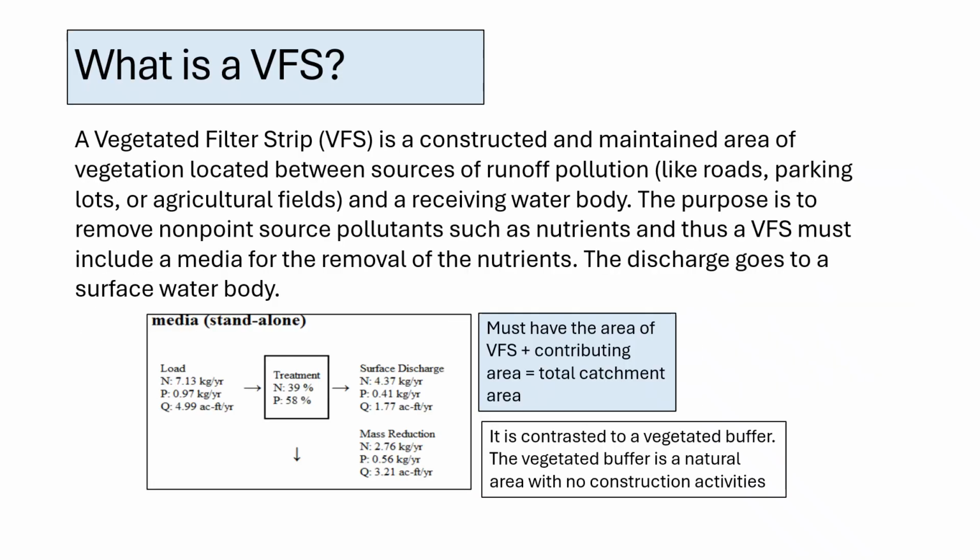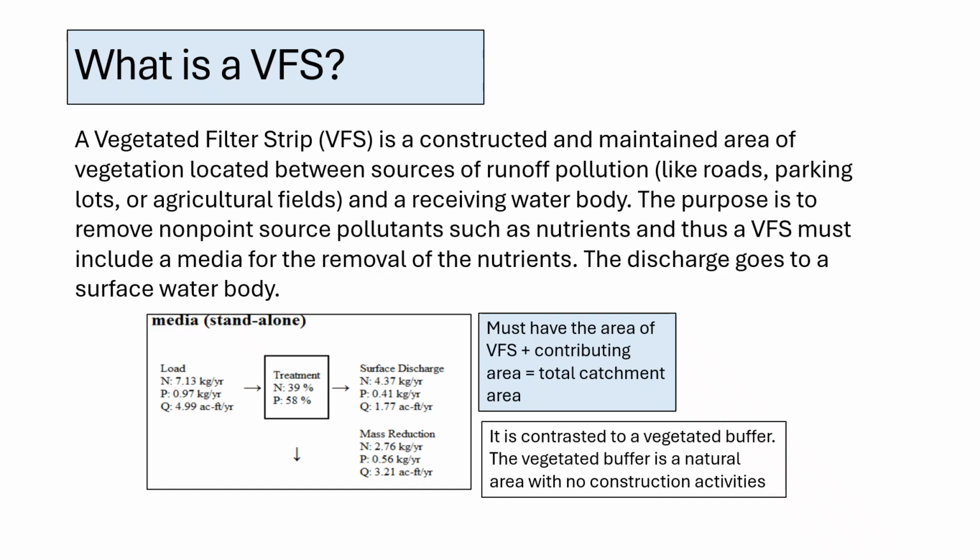The vegetated filter strip, or VFS, is a specifically constructed and maintained area of vegetation. It's strategically located between sources of runoff pollution, such as roads, parking lots, or agricultural fields, and a receiving water body. The primary purpose of a VFS is to remove non-point source pollutants, especially nutrients. To effectively achieve this, a VFS must incorporate a media designed for nutrient removal. The treated discharge from a VFS ultimately flows into a surface water body.